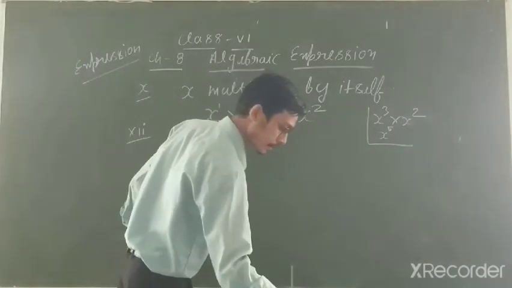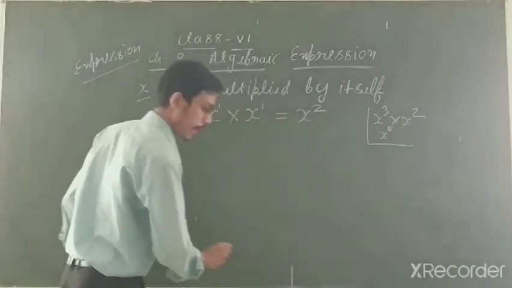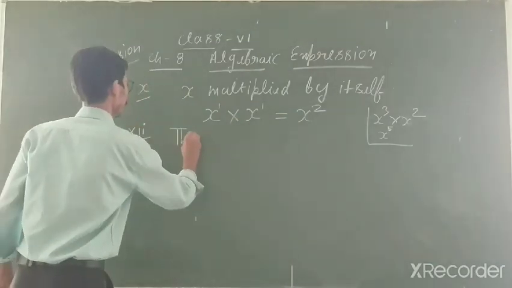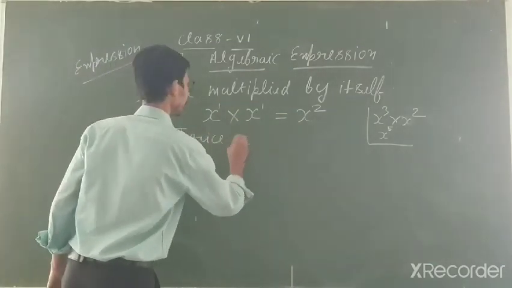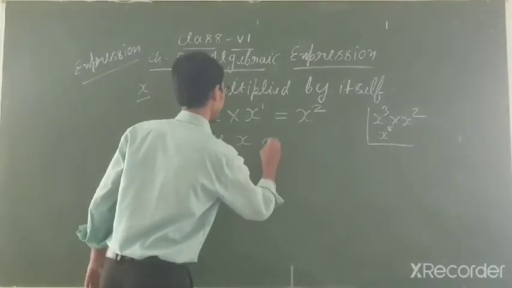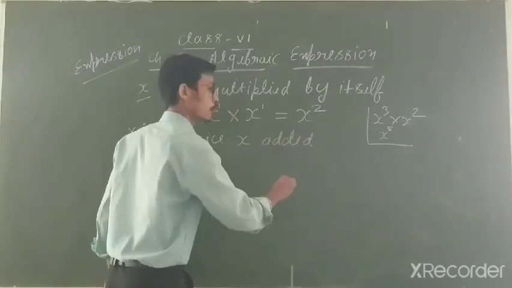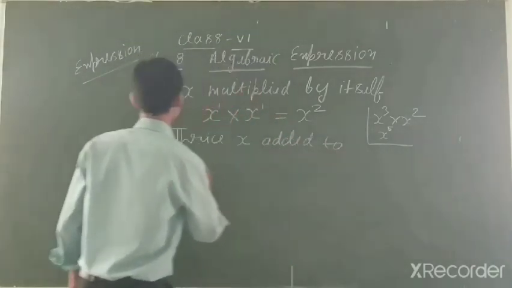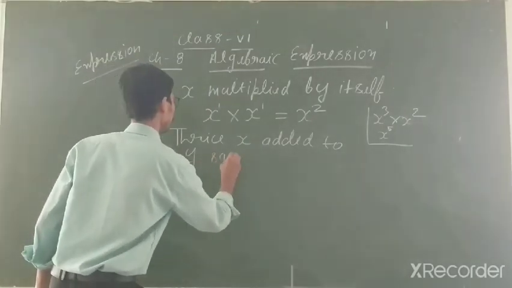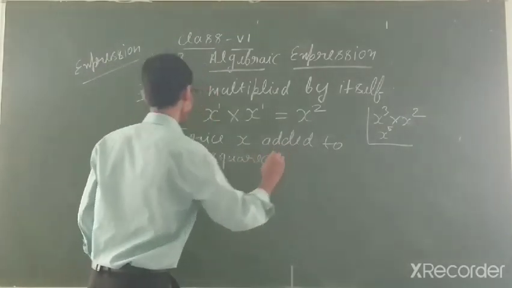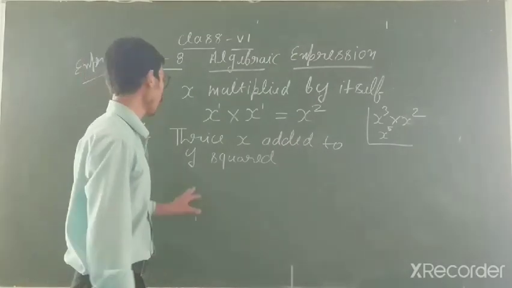What is given? Thrice x added to y squared. Thrice x added to y squared. Clear student? What is given? Thrice x added to y squared.